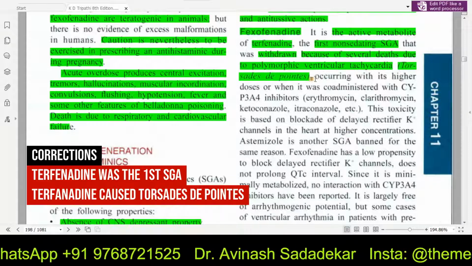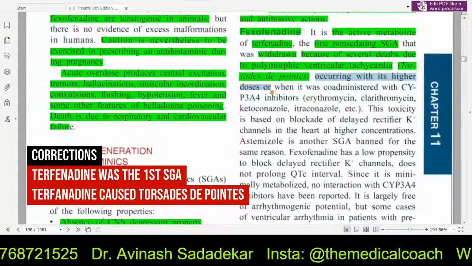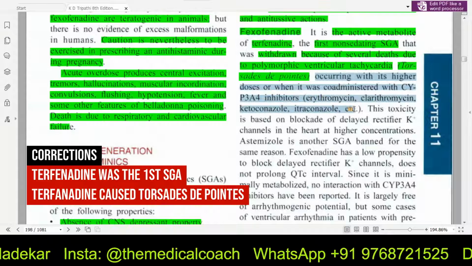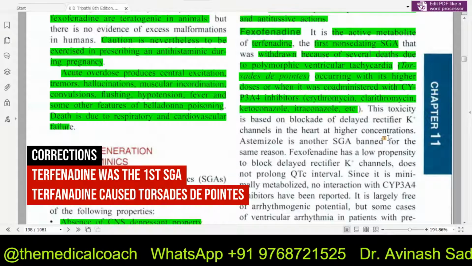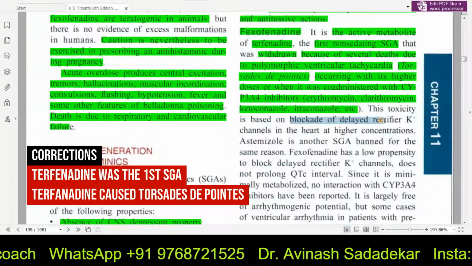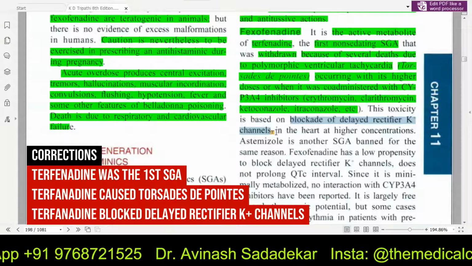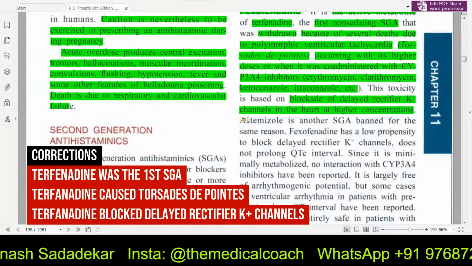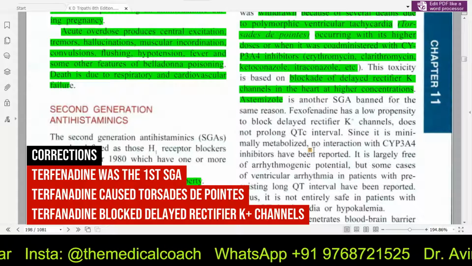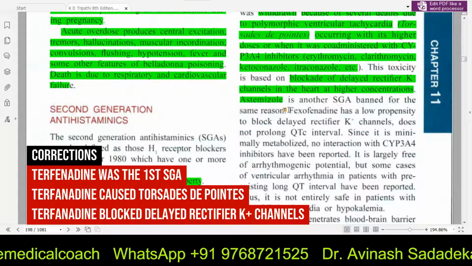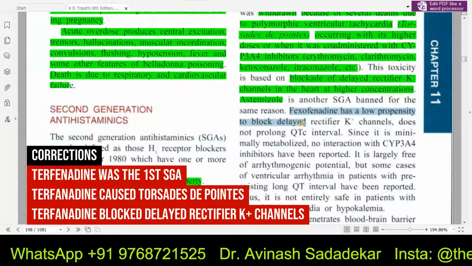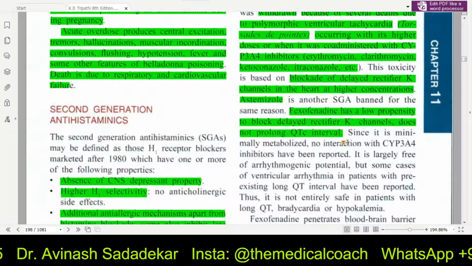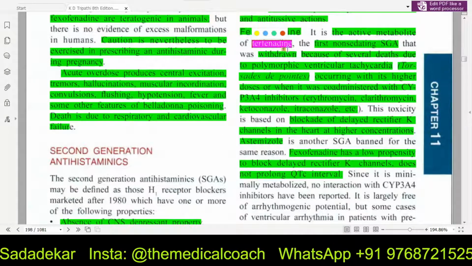Okay. This used to occur when it was given in high doses or when it was co-administered with cytochrome P3A4 inhibitors such as erythromycin, clarithromycin and so on. This was because terfenadine blocked the delayed rectifier potassium channels in the heart at higher concentration. There was another one which was banned for the same reason, astemizole. Now fexofenadine has a low propensity to block the rectifier channel, so does not prolong the QTc, and is minimally metabolized. So all these things that I spoke about were for terfenadine.